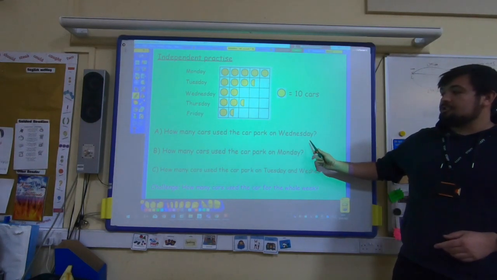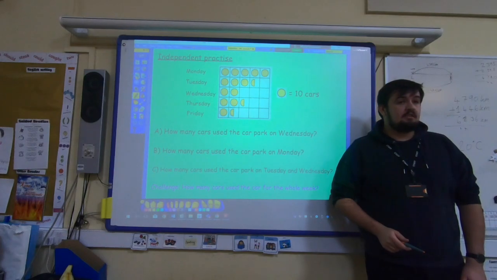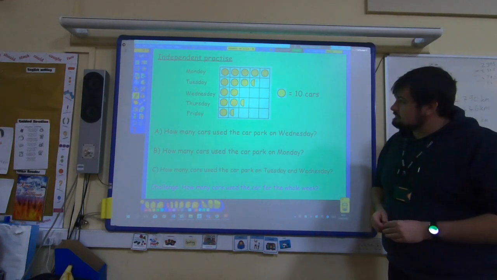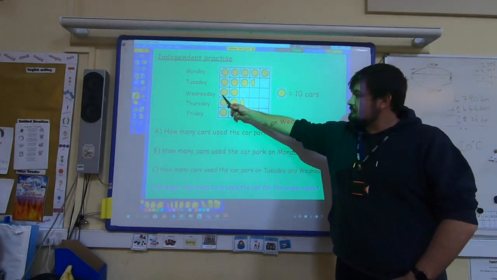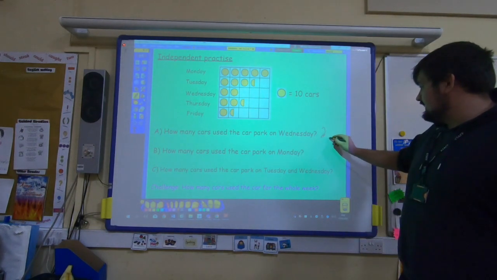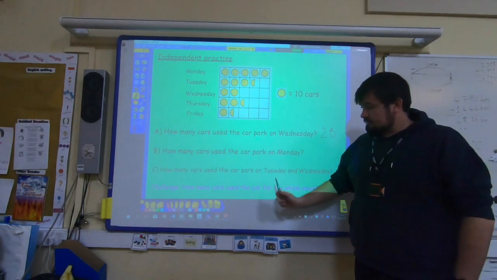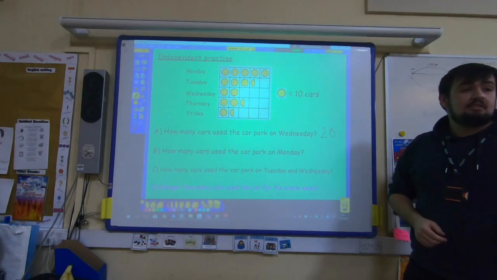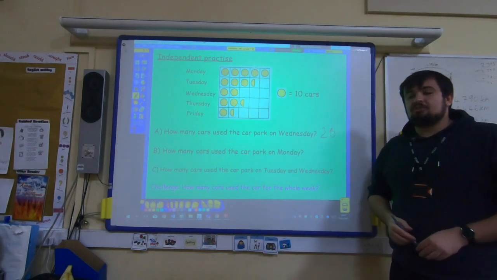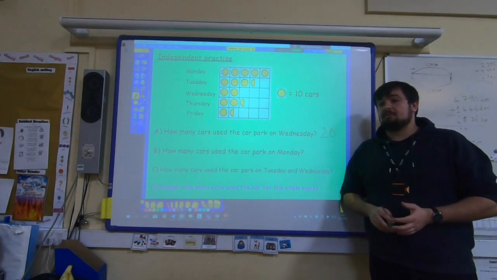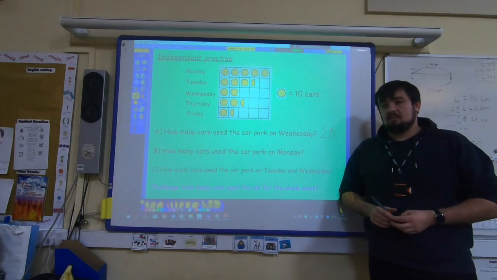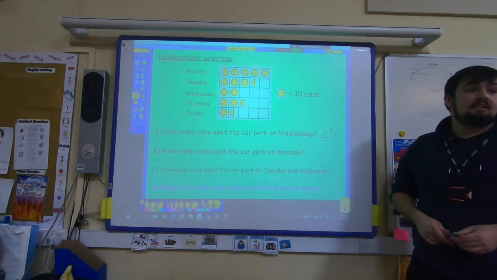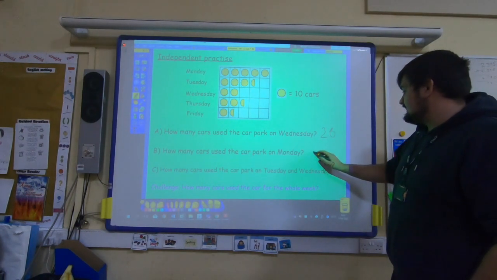How many cars use the car park on Wednesday? Robin? On Wednesday, 20 cars. Yeah, 2 whole circles, so 20. How many cars use the car park on Monday? Sorry, I am struggling because people are shouting out still. Sorry, I'll do that one again. How many cars visited the car park on Monday? 50. Yes.